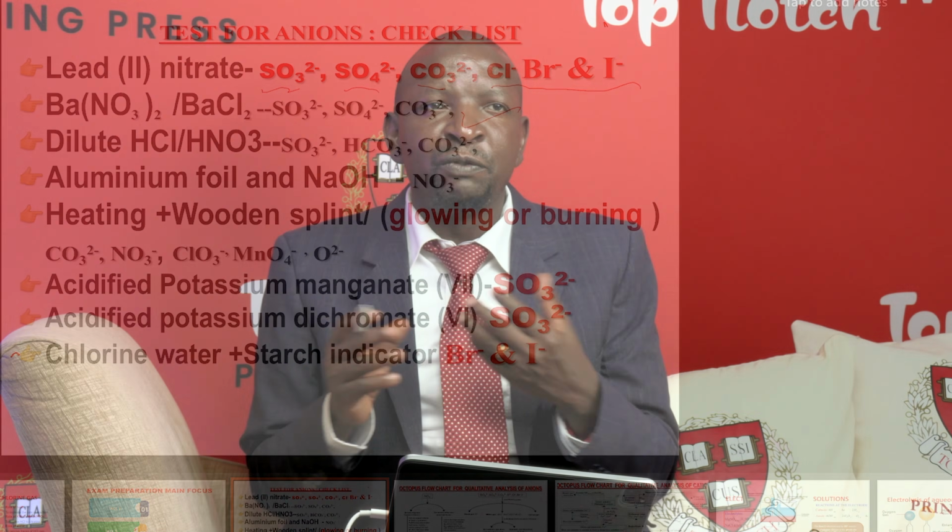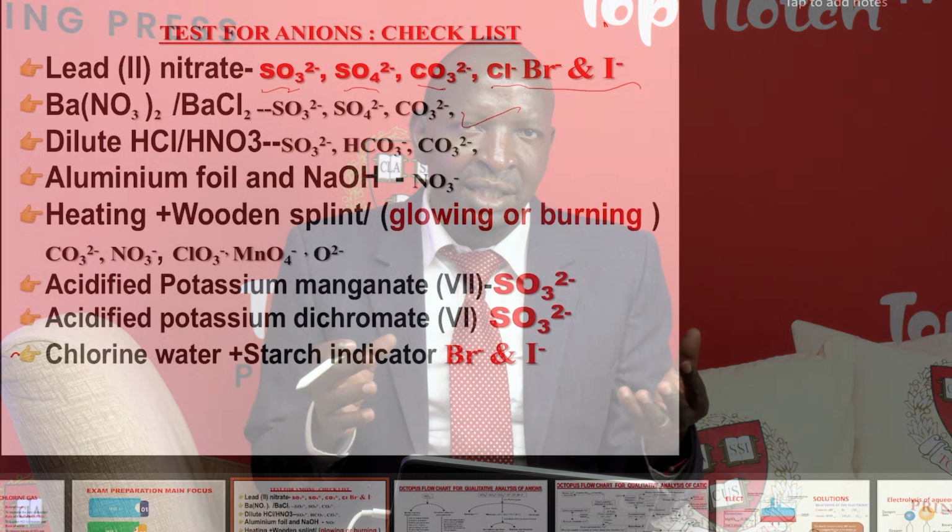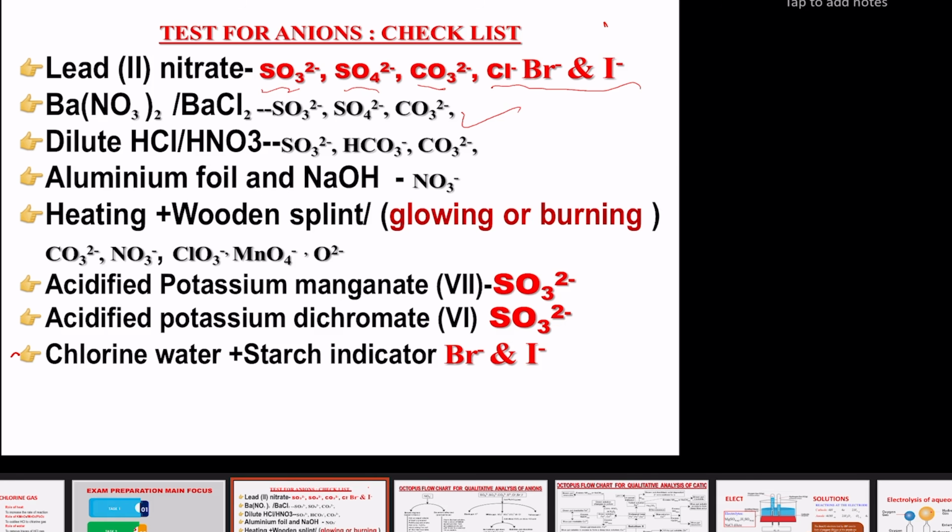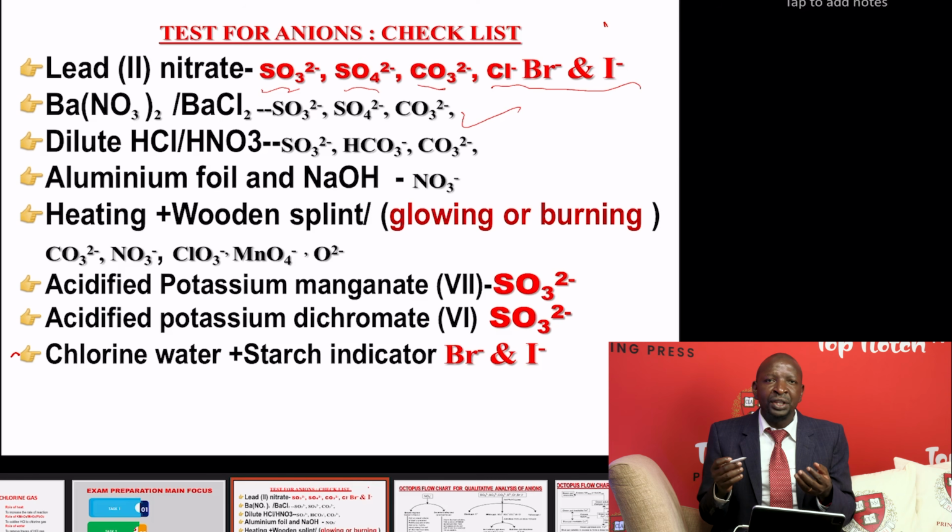Then we have aluminum foil and sodium hydroxide. This one is used to test for nitrates under the Devarda's alloy test, as you're going to see later in the analysis. Then we have a wooden splint. You have heating followed by use of a wooden splint. This one can be used to test for the gases, either that extinguish or that, of course, relight.